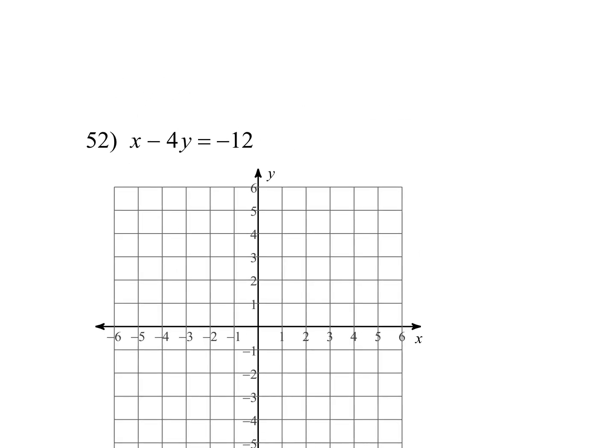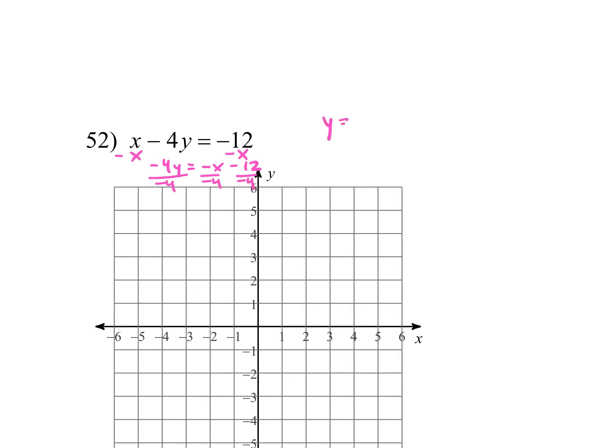So let's do 52 also. So first thing we want to do is get it into y equals mx plus b form. So what do I need to do? Subtract x. So I have negative 4y is equal to negative x minus 12. And then what should I do? Divide everything by negative 4.